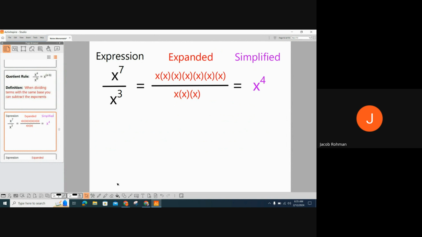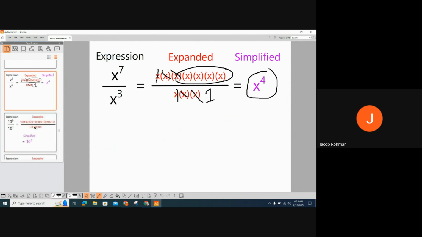Now, if I want to simplify this, I can simply divide out the common factors of x. So x divided by x is 1, x divided by x is 1, x divided by x is 1. And what I'm left with on the bottom of this fraction is 1. And then on the top, I'm left with x to the 4th. So we really could write this as x to the 4th over 1 as a fraction, but that's not necessary. So our simplified answer would just be x to the 4th.